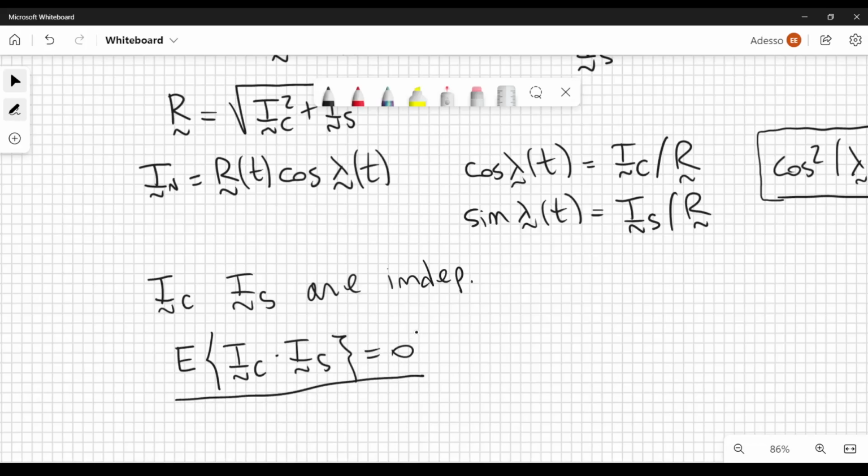Now we have to be careful because in general it is not true that if this relation holds, so if the expected value of the product between these two zero mean random variables is equal to 0, this does not imply in general that the variables are independent. But this is the case when the two variables are Gaussian. So in this case, the two variables are Gaussian.